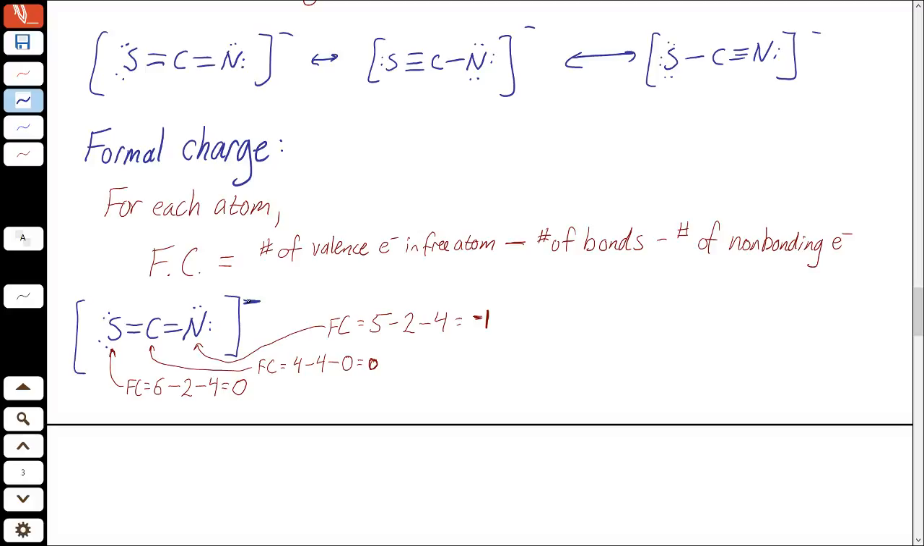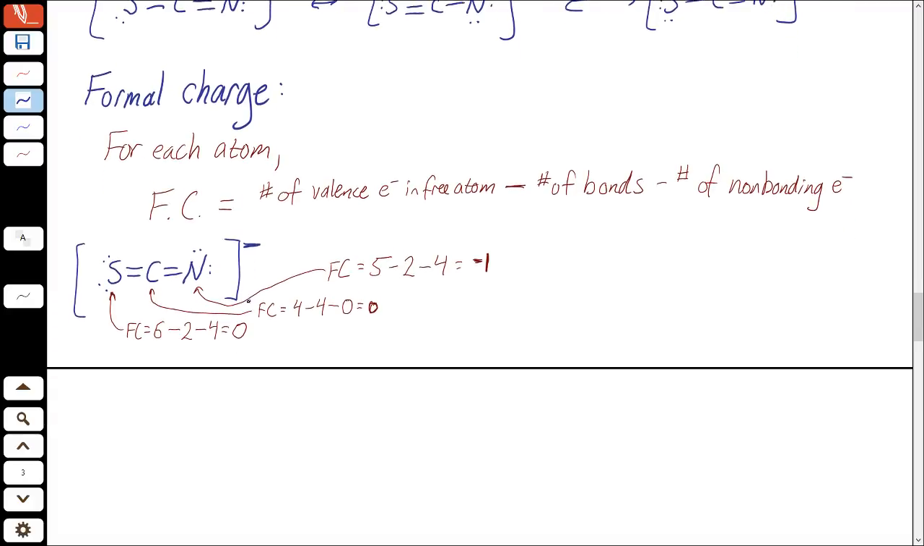terribly stable. If you have a choice between a couple of possible structures, and you have one where the formal charges are all 0, and you have one where there's like a +1 over here and a -1 over here, the one where they're all 0 is the better structure. So we can use formal charges as a way to evaluate these structures. So let's compare that one to the next one over.